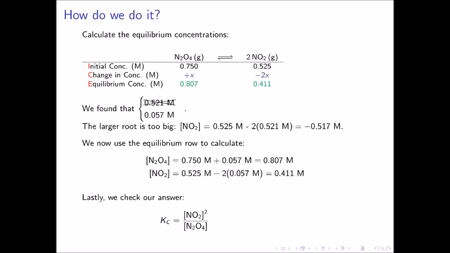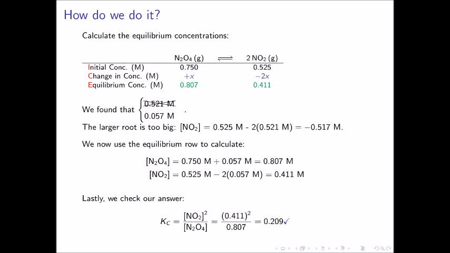The last step is to check our answer. We substitute the values from the equilibrium concentration row into our Kc expression and calculate. When we do this, we get a value of 0.209. This is not exactly the Kc value we began with, but it is very close. The difference is likely due to rounding errors when solving the quadratic formula. Again, this value is close enough that we are confident in our answers.